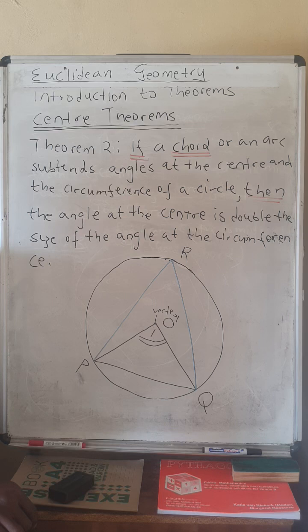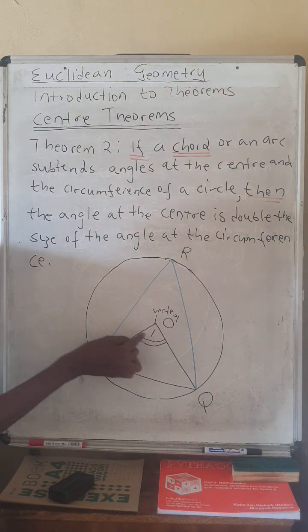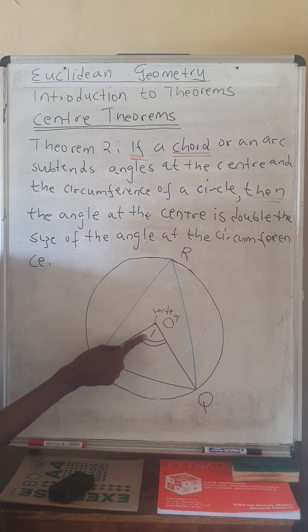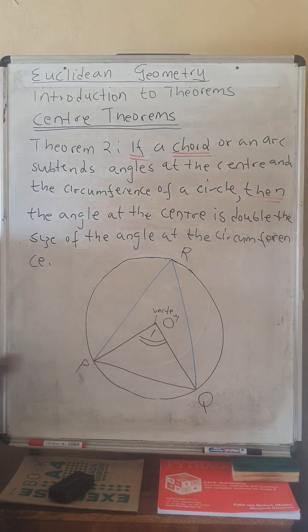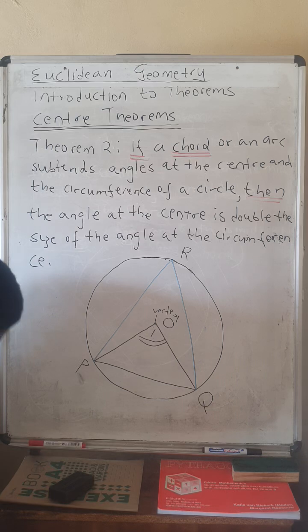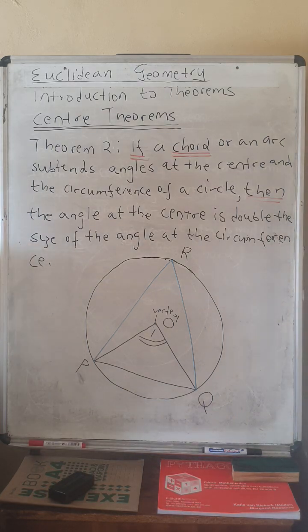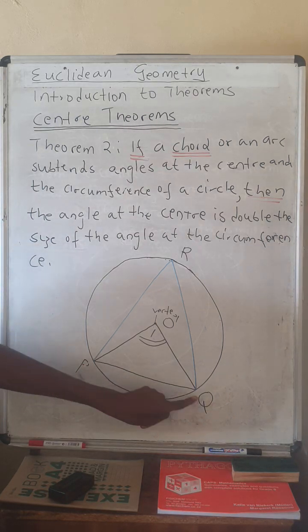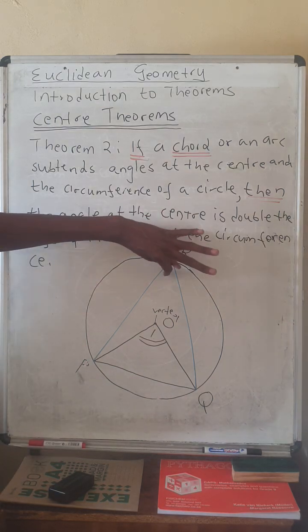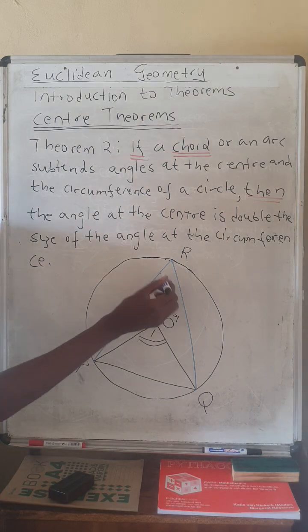So it means this angle is being subtended by chord PQ. So the procedure is to identify the angle at the center, then check if it's being subtended by a chord or not. Is this angle subtended by a chord? Yes, the chord is called PQ. Now you must check if this chord subtends any other angle at the circumference. Is this chord subtending any angle at the circumference? Yes. Which angle is that? It is R. Is R not at the circumference? It is at the circumference.